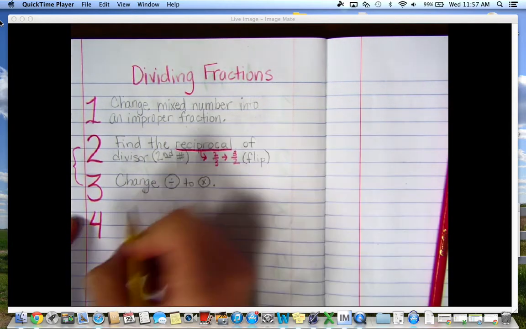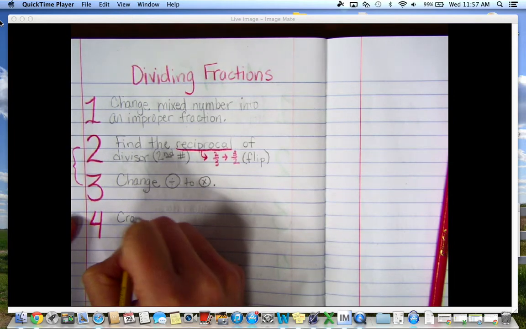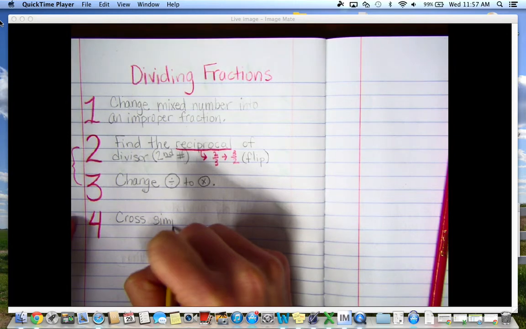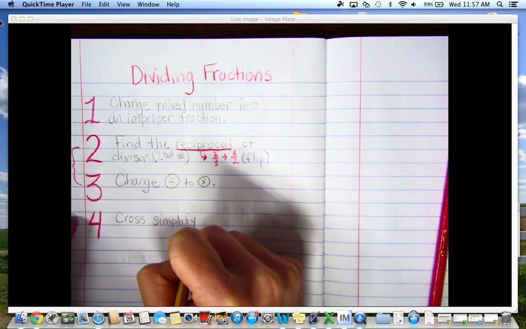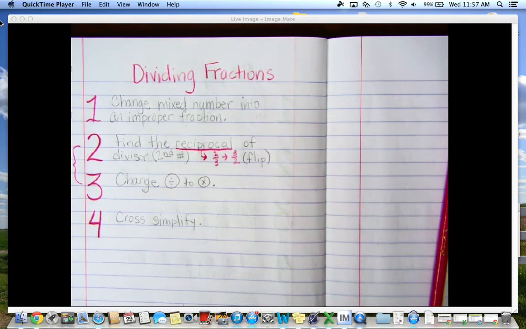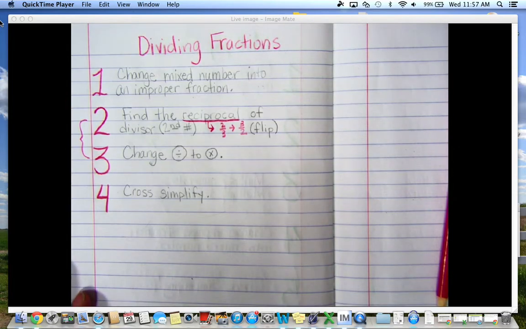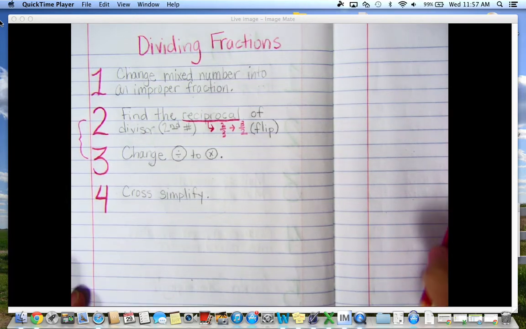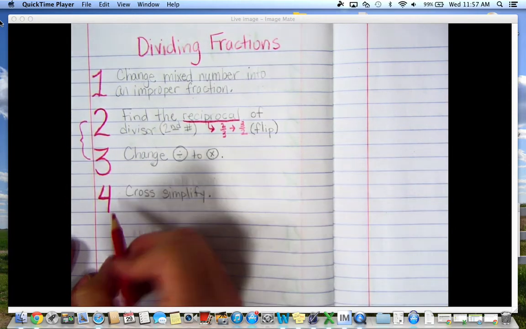Step 4, just as when we multiply, we're going to cross simplify. We have now created a multiplication problem, so the steps from now on are very similar to when we multiply. We're done with step 4. I'm going to move on to step 5.